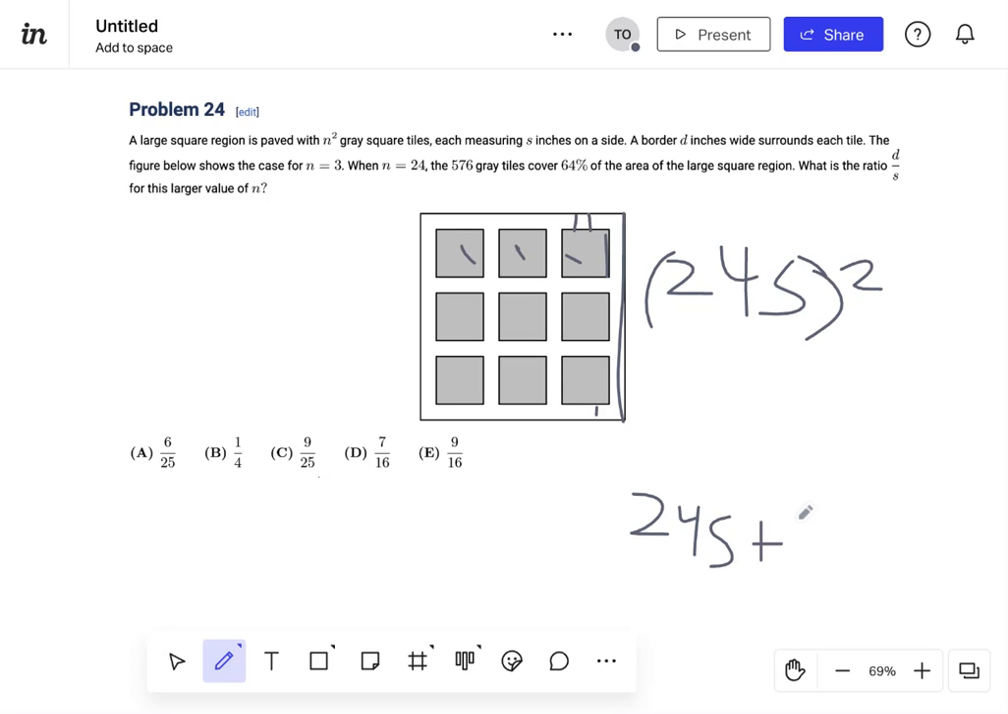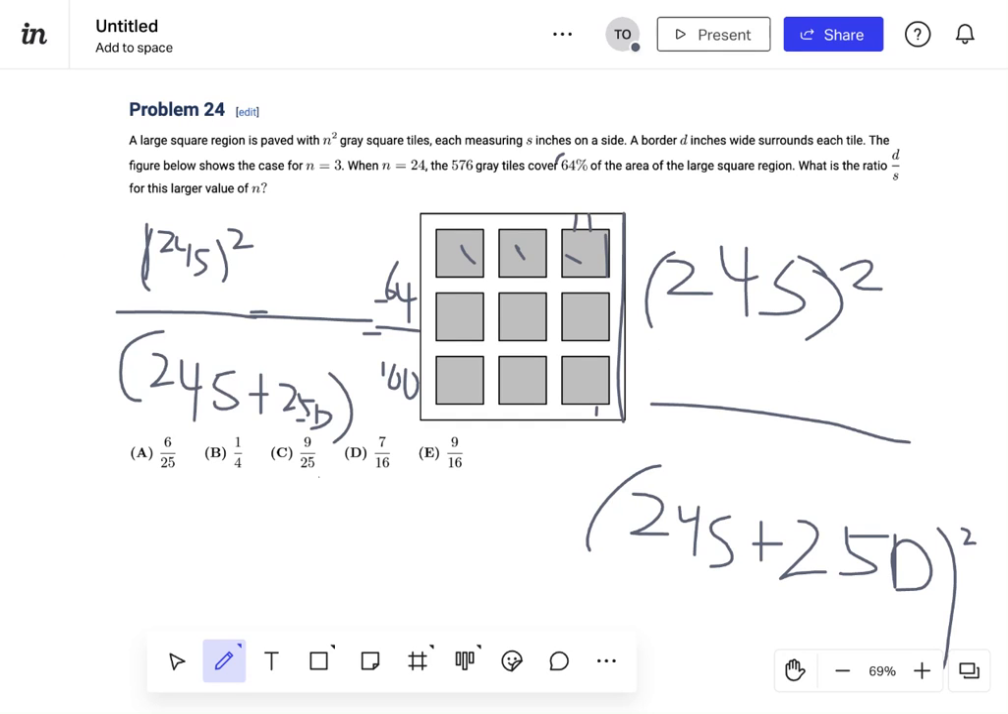So it's 24s plus 25d. Of course, to find the area of the big square, we just square this. And as you can see, this is the area of the shaded area. So if we put this on top of that, it's equal to 64% of the big one. I skipped the part where I wrote this down, so you didn't really miss that much.